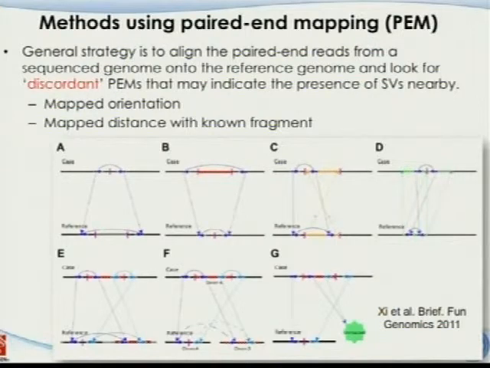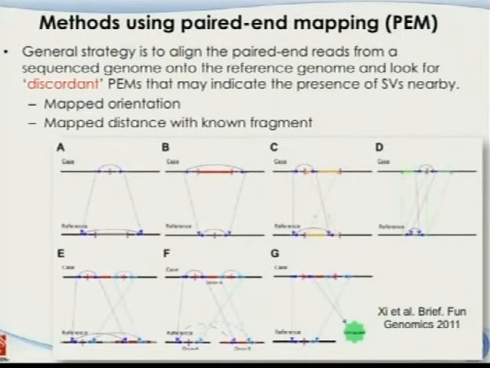And the second category of method is the methods using paired end mapping. Okay? So we went through this last time. The general strategy here is to align the paired end reads from a sequenced genome onto a reference genome and look for discordant paired end mapping that may indicate the presence of structural variations. For example, if they are too close to each other, or once you map it, they are longer than you expected, there's a deletion in your sample.